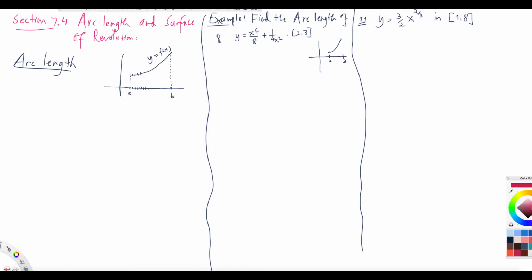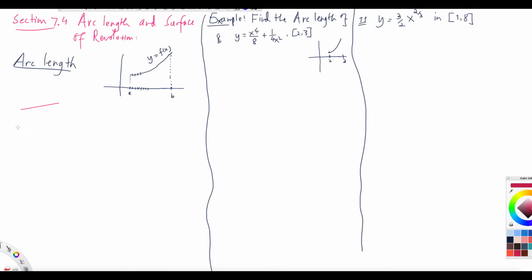All right, now in section 7.4 we are going to learn how to apply the definite integral to find the arc length and the surface area of a solid. So first of all, what do we mean by arc length? If you have a straight line, then you can find its length. Just measure it, or move it to the x-axis and count how many units its length is.